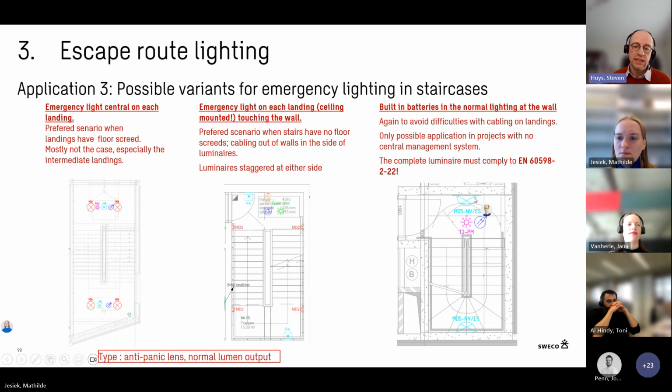But of course, then it's difficult in projects where you want a central management system for your emergency system. It could be difficult to integrate those luminaires. So then those cannot be managed.